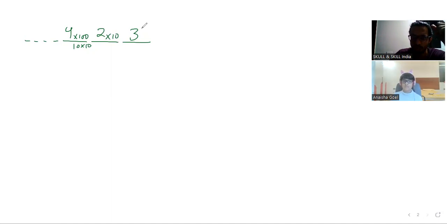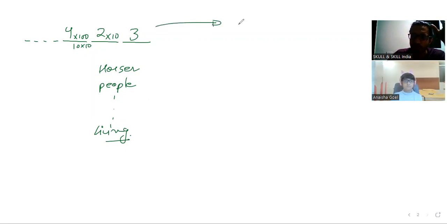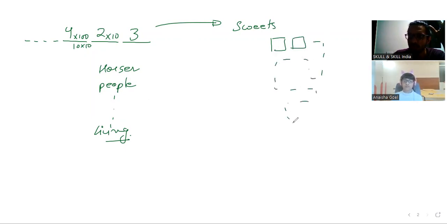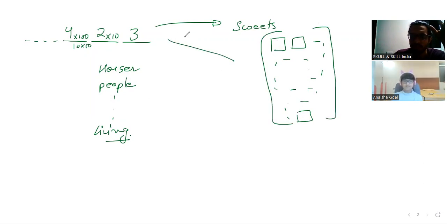Whatever we are counting over here, they might be horses, people, or something else, maybe something which is living. Why I said just living is because what will you do if these are representing, let's say, sweets? A lot of sweets are there, and these sweets are this much.